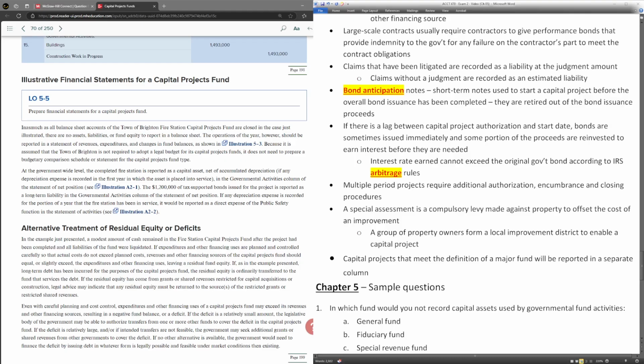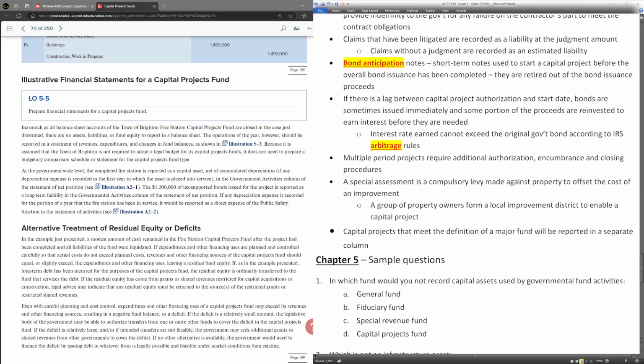Multiple period projects require authorizations and encumbrance. In general, most people will assume that this chapter is about multi-year construction projects, although everything we've talked about is sort of within a fiscal year. But that's typically not how projects are done. If you have multi-year projects, you have to have additional authorization, carryover encumbrances, have closing and opening procedures. But this chapter doesn't go into it too in depth, and we won't either.